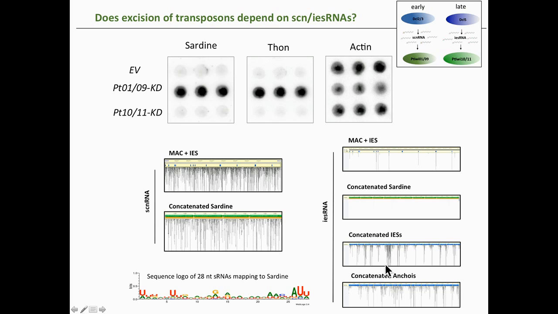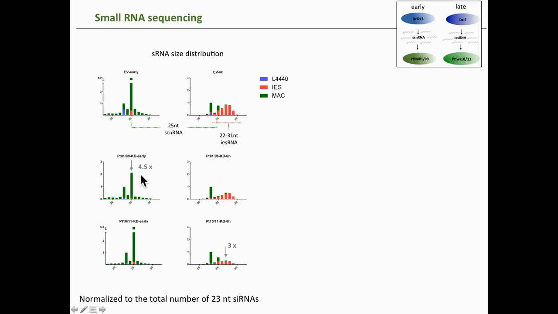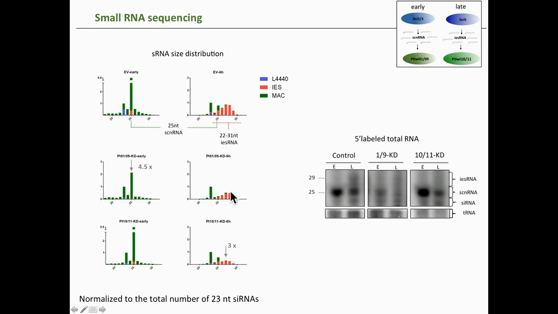Going then to the small RNA sequencing, here you see the control situation, where we see the 25 nucleotide long scanRNAs appearing early during development and the iesRNAs appearing late during development. In the case of a knockdown of PV1 and 9, we see a 4.5 times decrease of the scanRNAs. And in the case of the knockdown of PV10 and 11, we see a 3 times decrease of the iesRNAs. You can see the same here on the gel. Here you see the scanRNAs disappearing, and if you're generous, you can say maybe you see the iesRNA disappearing here.